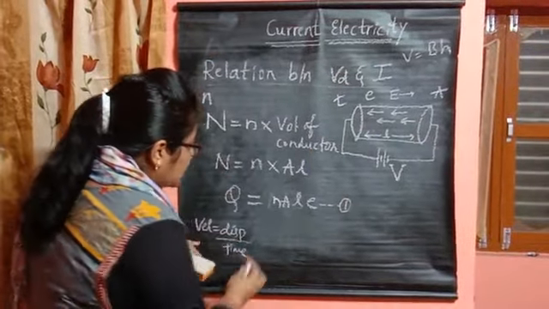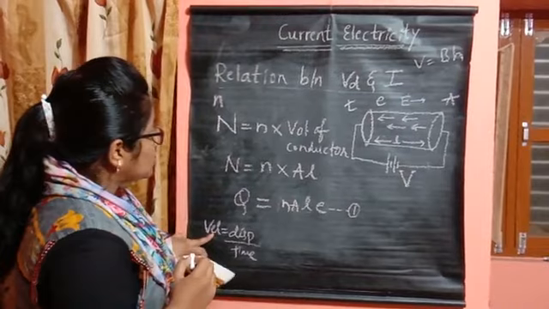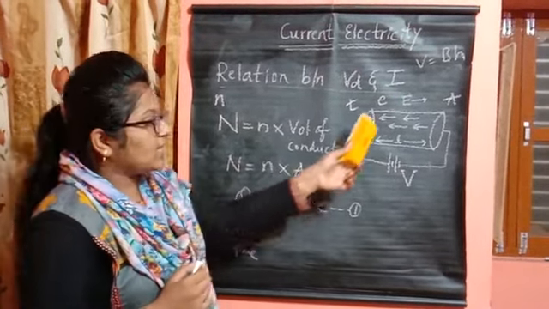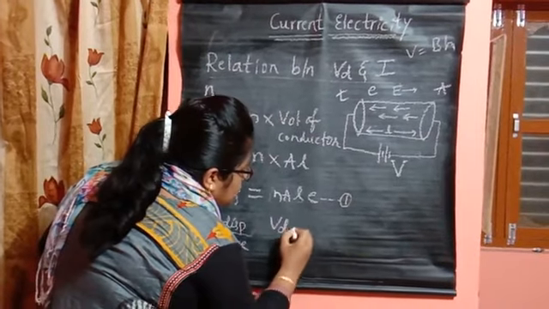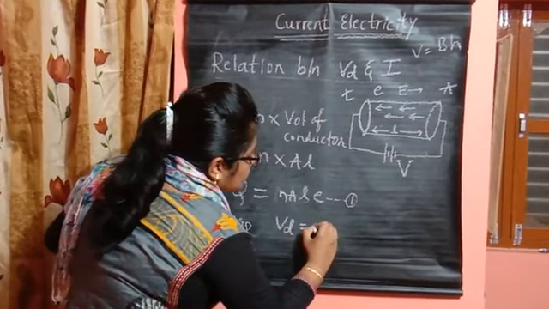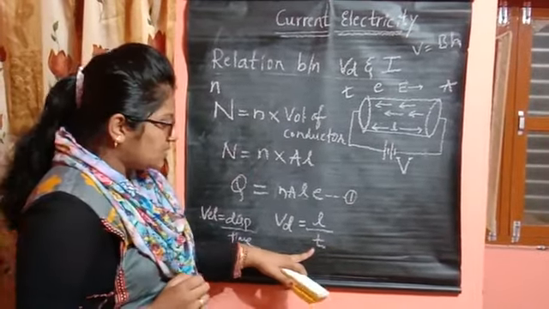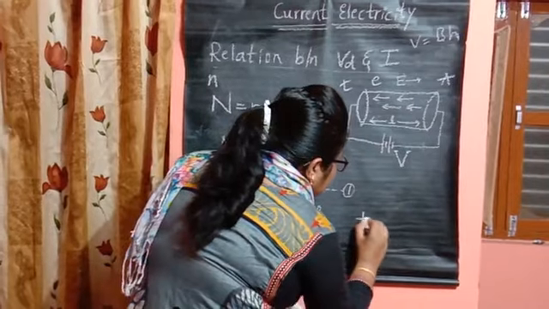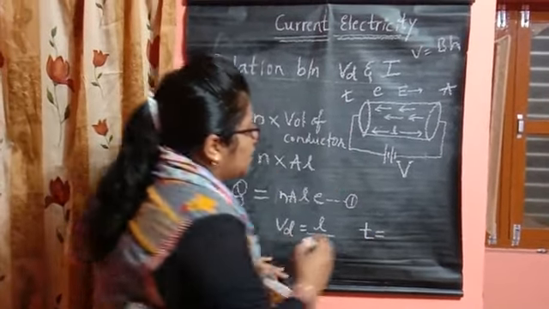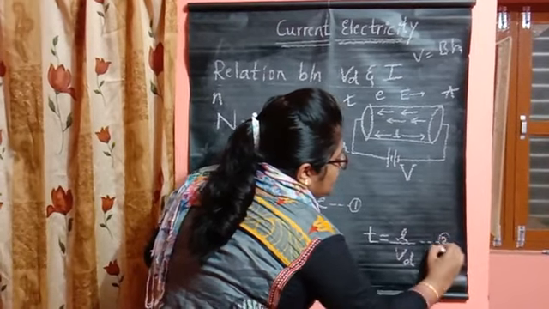So instead of displacement, I will use L. But which velocity do these electrons possess? They possess drift velocity. Displacement is nothing but L, and time is t. So by this, can you calculate the time now? How can you calculate it? t is equal to L divided by Vd. Call this equation number 2.